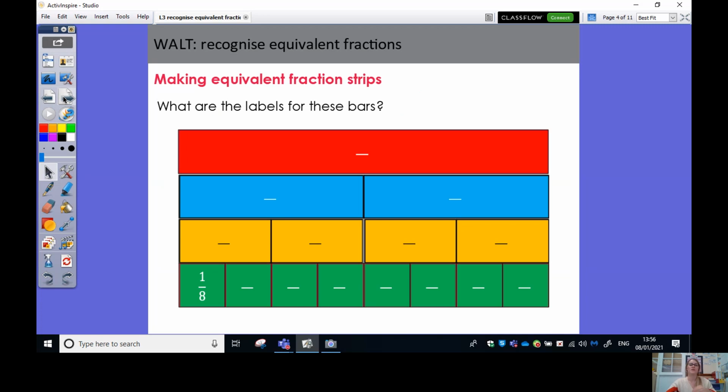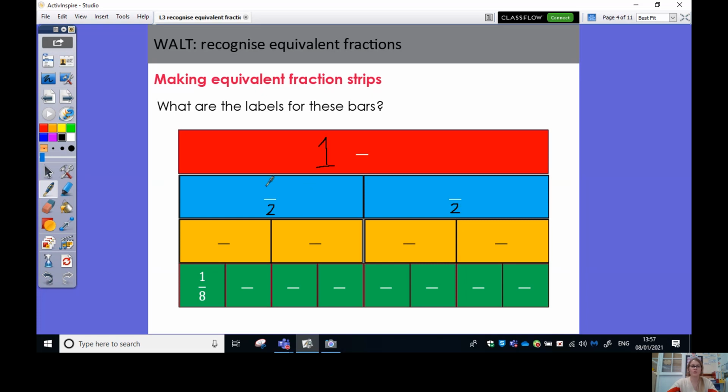So off we go. The first thing we're going to do is look at these fraction strips that are on your board. Now, they're not exactly in the same order that you will see them on your fraction wall, but we're going to have a think about what each one is representing. So this one at the top is representing my whole, first of all. So I'm going to label that 1 whole. Next, I have 2 parts. So I know that my denominator is going to be 2.